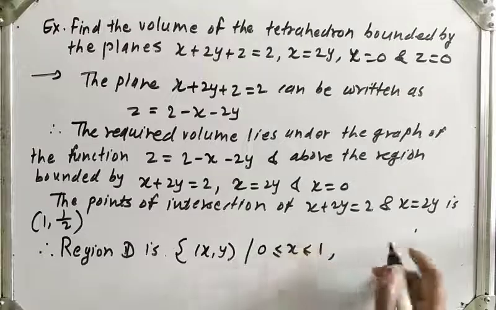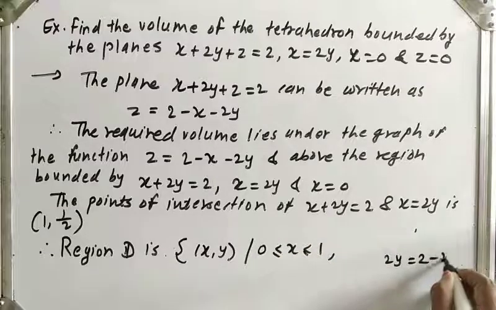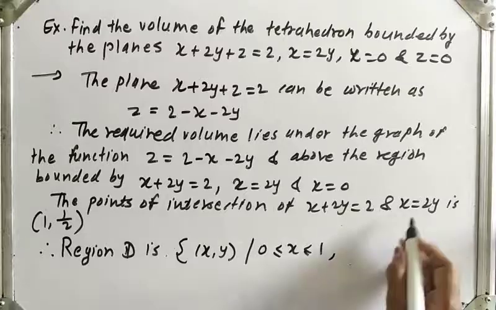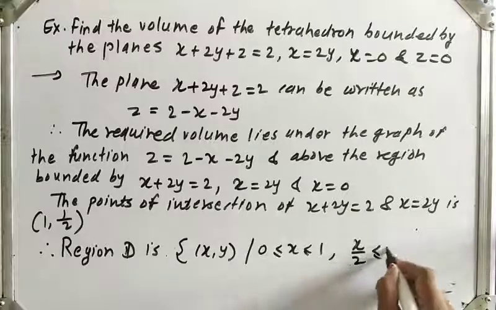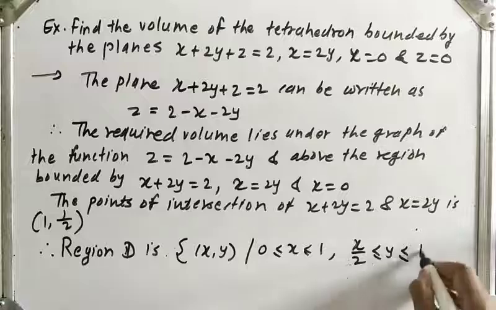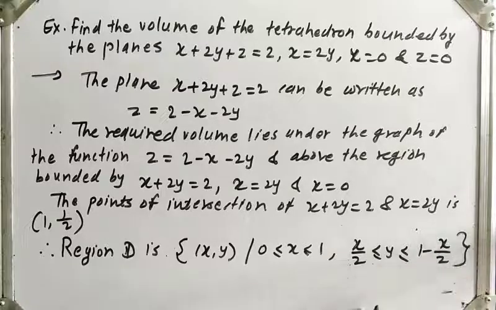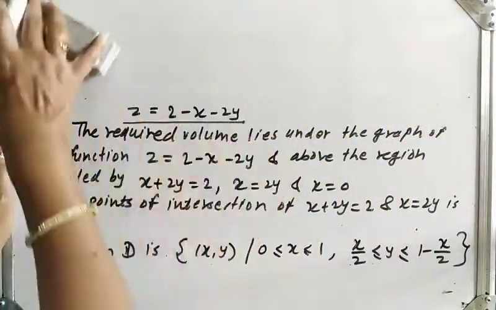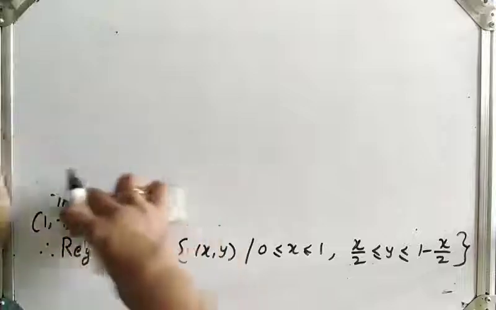From this what will be y? From this, 2y is equal to 2 minus x. So y will be, dividing by 2, 1 minus x by 2. Okay, so y varies from x by 2 less than or equal to y less than or equal to 1 minus x by 2. Okay, we are taking the equation, 2 related to y, so we will integrate with respect to y first, and these are constant. So we integrate with respect to x after that. So therefore, and this is our z, 2 minus x minus 2y.